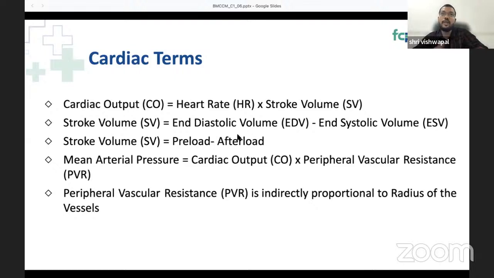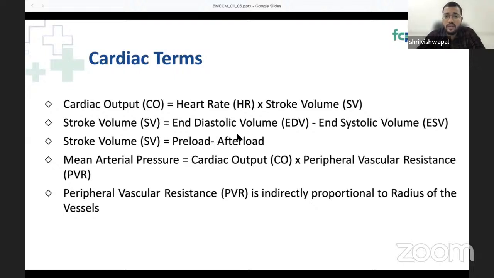So what is preload? The preload is the volume of the ventricles before systole, before the contraction. The afterload is the volume which is present in the ventricles after the contraction. The difference between these two is termed as the stroke volume.